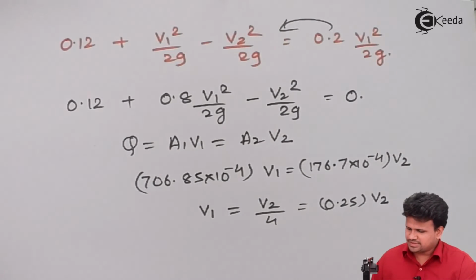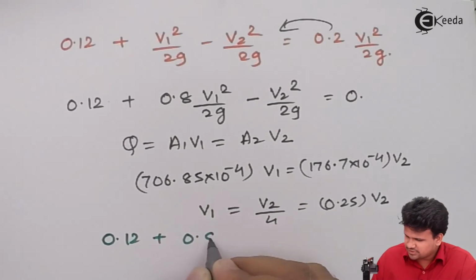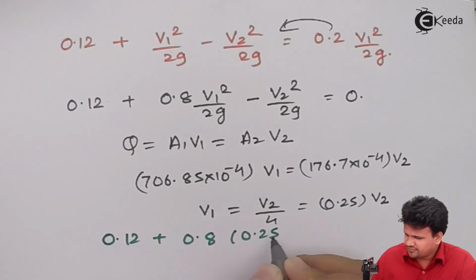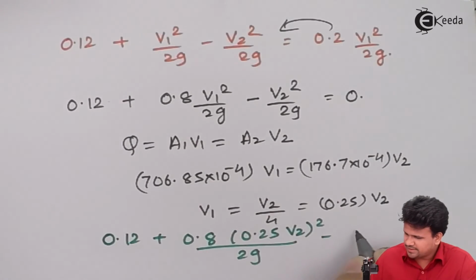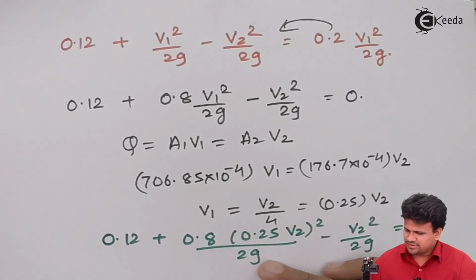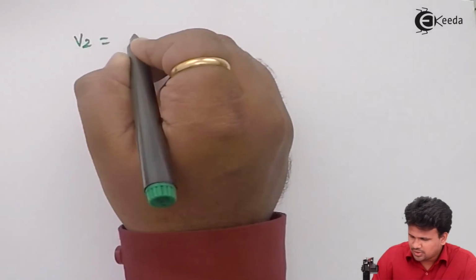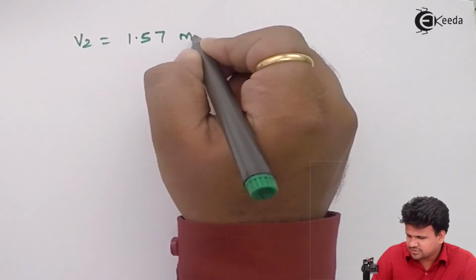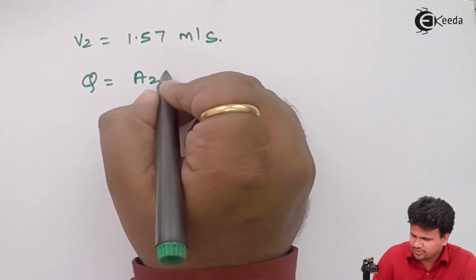Over here we'll just substitute the value. So this is 0.12 plus 0.8 into 0.25 V2, the whole square, upon 2g minus V2 square by 2g is equal to 0. When we evaluate this part, the velocity comes out to be V2 equal to 1.57 meters per second, and the discharge will be A2 into V2.